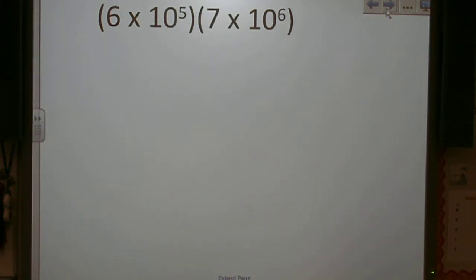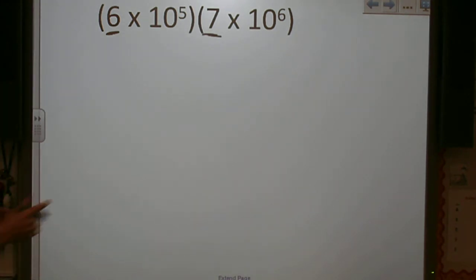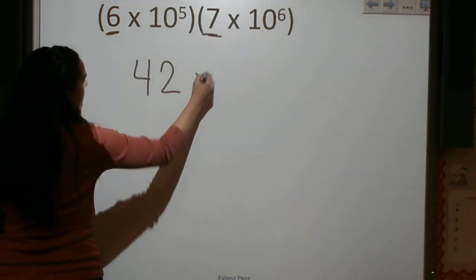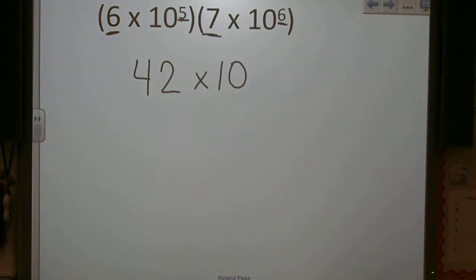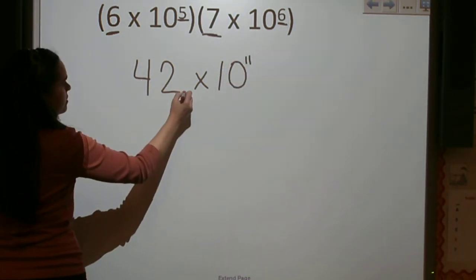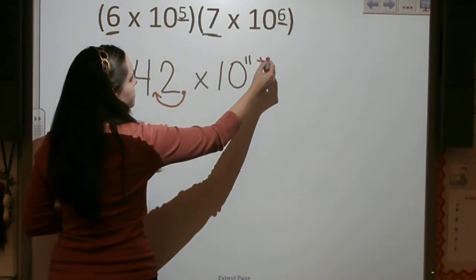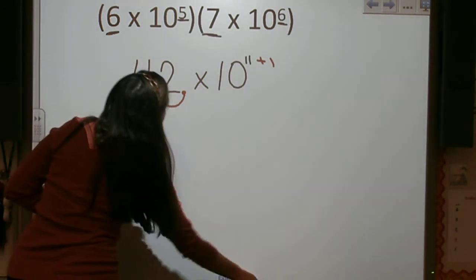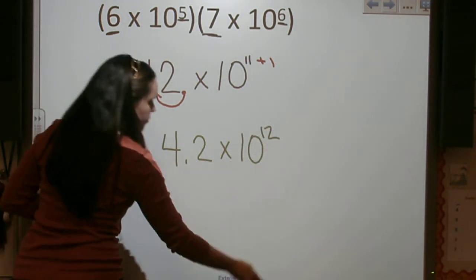Alright, 6 times 10 to the 5th times 7 times 10 to the 6th. Again, step 1, we look at those coefficients and we say 6 times 7, which is 42. Our base remains the same. And then we look at our exponents, and we have 5 plus 6, and so that is 11. Again, our decimal is here. We want to move it one place to the left, so that means we need to add 1. And then we are going to have 4.2 times 10 to the 12th.